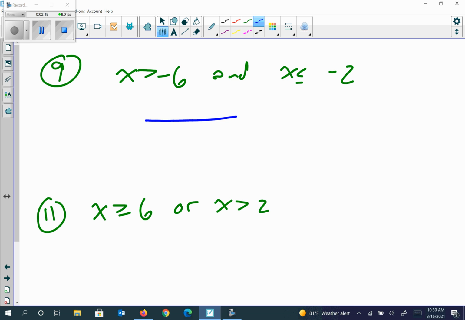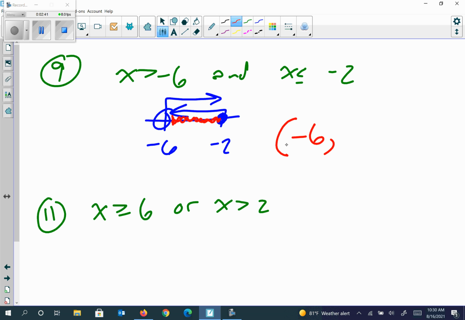Okay, number 9, again, we're going to take a look at a number line. So I have negative 6 is further to the left than that negative 2. Of course, 0 would be to the right of that. So I have an open dot going this way. I have a solid dot going this way. So the and region that's being shared by both is right here. So read it from left to right like you would read a book. So it's a round bracket negative 6 because I had an open dot there. And then it's going to be a hard bracket at the negative 2 because we included it. It had the equal sign as part of it.